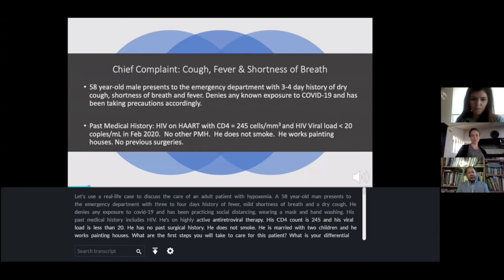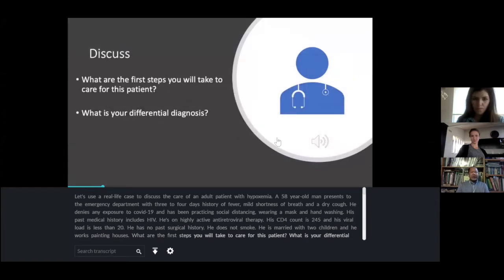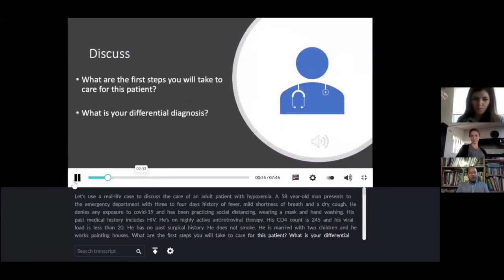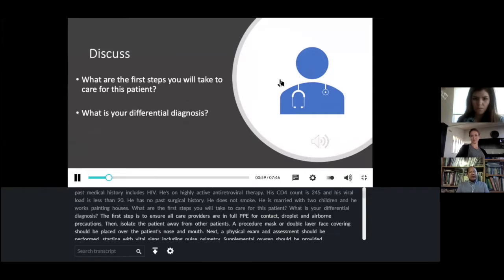He's on highly active antiretroviral therapy. His CD4 count is 245, and his viral load is less than 20. He has no past surgical history. He does not smoke. He is married with 2 children, and he works painting houses. What are the first steps you will take to care for this patient? What is your differential diagnosis? So what is your differential for this patient?